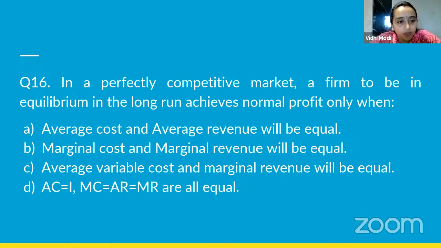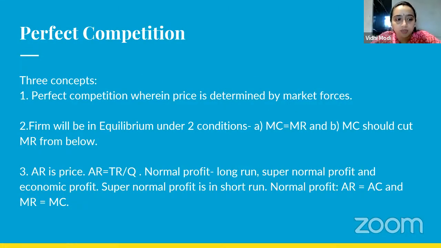So coming back to this question: in a perfectly competitive market, a firm to be in equilibrium in the long run achieves normal profit only when average cost and average revenue are equal, marginal cost and marginal revenue are equal, average variable cost and marginal revenue are equal, or AC equals MC equals AR equals MR, all equal. Here there are 3 concepts this covers. First and foremost, it is perfect competition, where price is determined by the market forces. Second, firms will be in equilibrium under 2 conditions: MC is equal to MR, and MC should cut MR from below. That's the second condition, right?